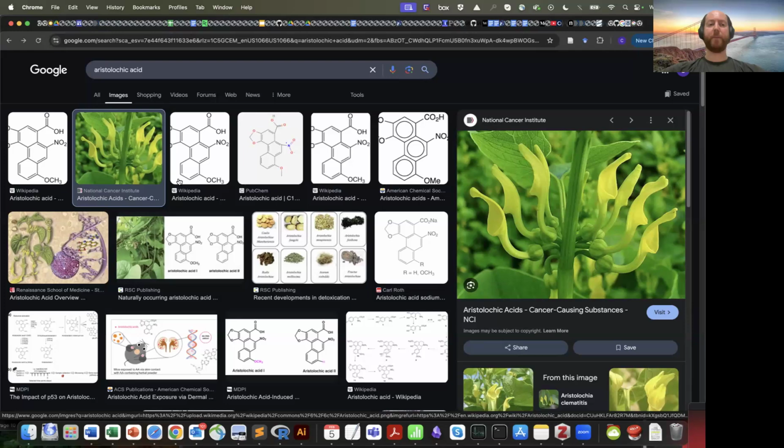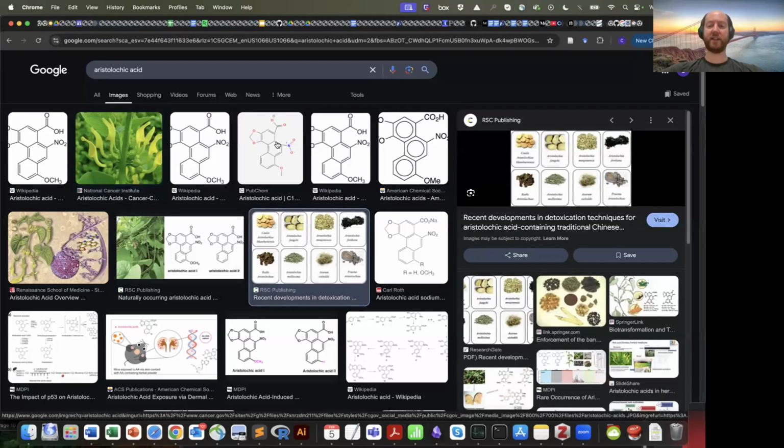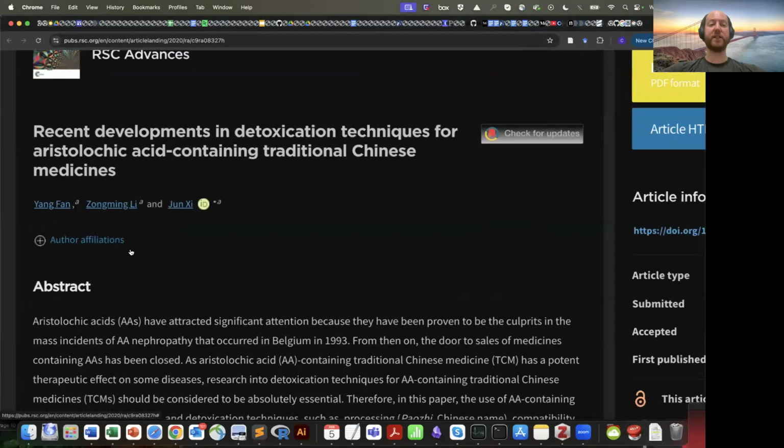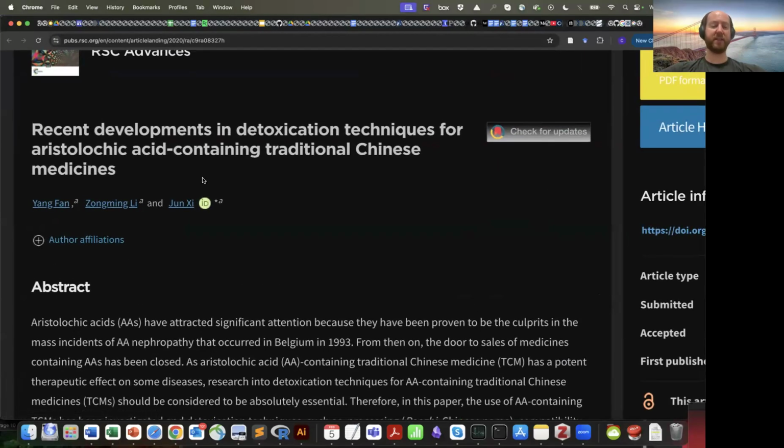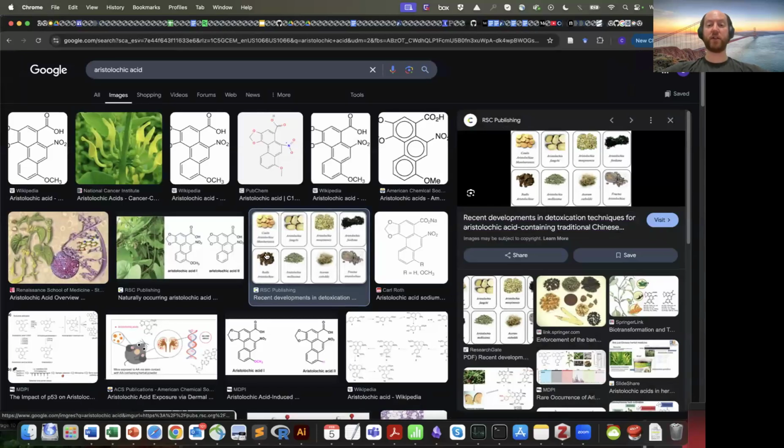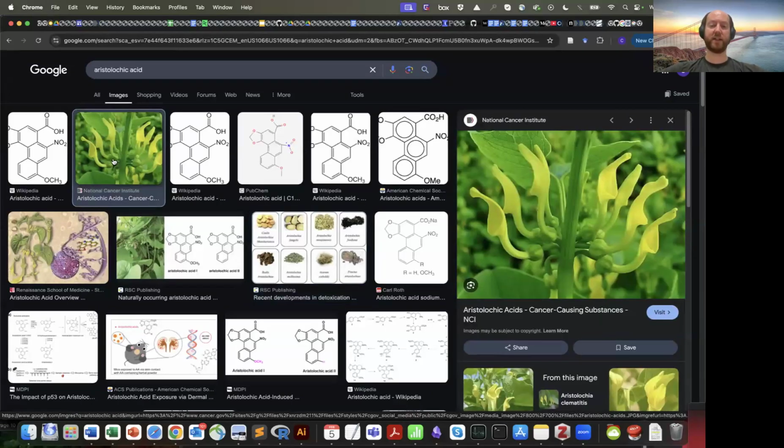I'm not saying that all of traditional Chinese medicine is going to be bad for you, but do avoid any plants which are higher in aristolochic acid, because there's a focus on trying to detoxify some of these traditional Chinese medicines. I would just say generally try to avoid any plants which have aristolochic acid, since it does tend to mutate DNA in a very specific way.